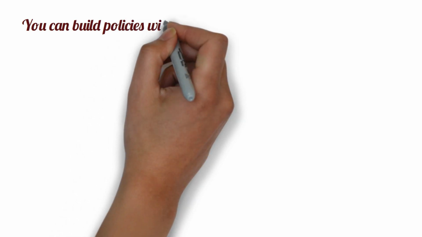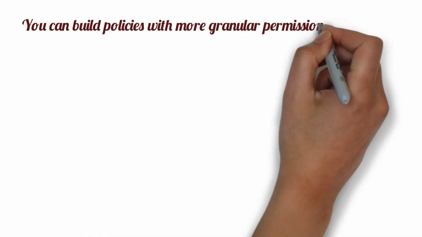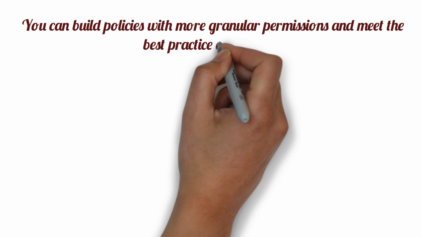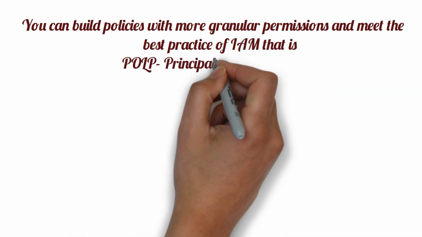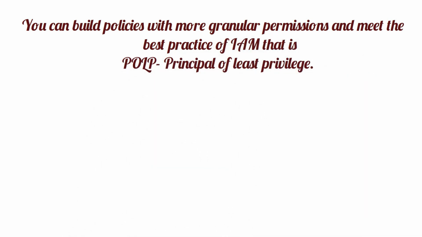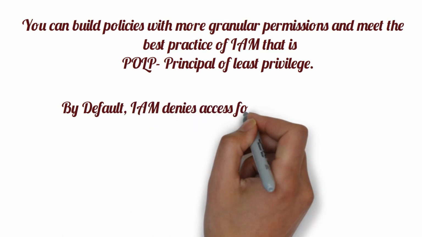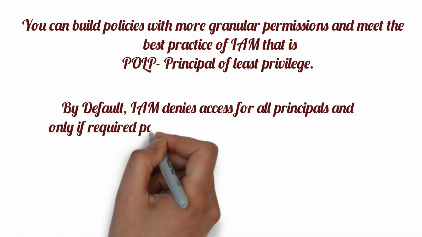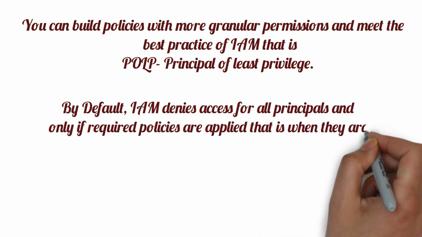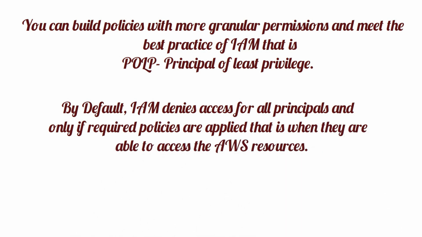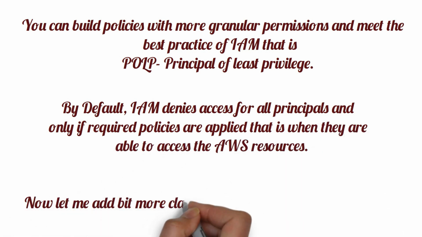You can build policies with more granular permissions and meet the best practices of IAM, that is POLP, Principle of Least Privilege. By default, IAM denies access for all the principals, and only if the required policies are applied are they able to access the AWS resources.